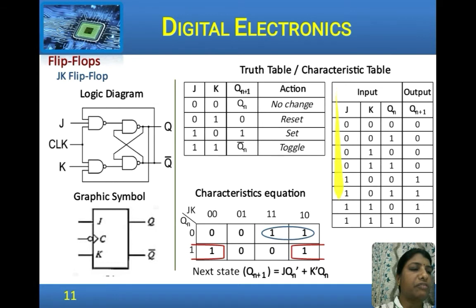This is the expanded form of the characteristic table. When the J and K inputs are 1, if the present state is 0, the next state is 1. If the present state is 1, the next state becomes 0. So that is, the output toggles. The characteristic equation for the same: with J, K as inputs and Qn as the other input, the next state can be determined by reducing the K map. It is J Qn bar plus K dash Qn.